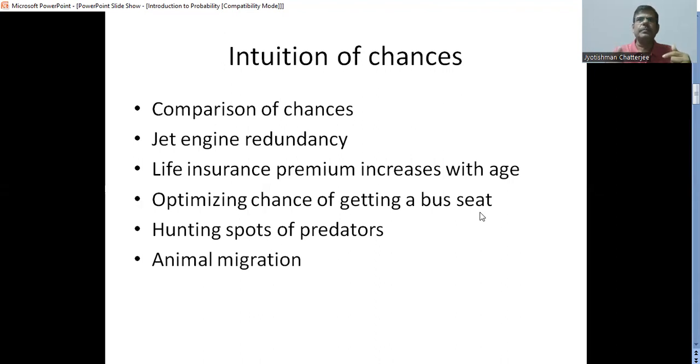Now, for the 25-year-old person, it's intuitively quite clear that the person's chance of death in the next 10 years is a lot less compared to the person who is 60 years old. So, insurance premium for the 25-year-old person will be a lot less compared to the 60-year-old person.